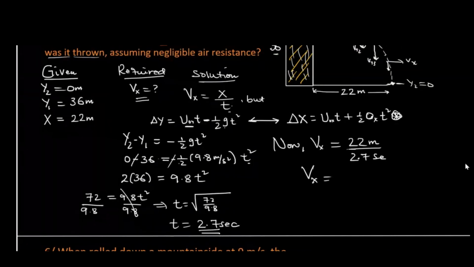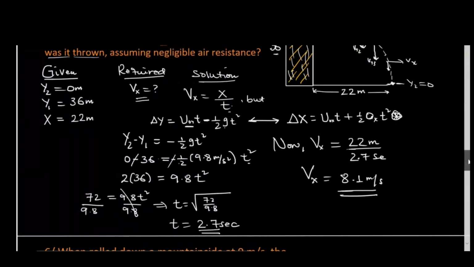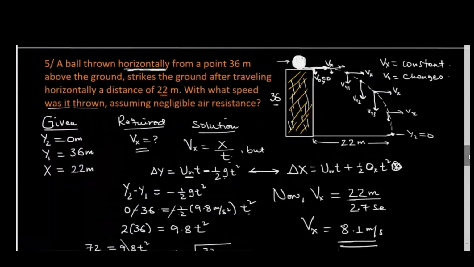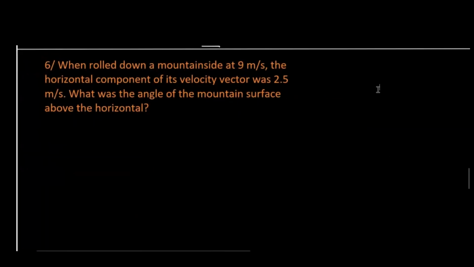Vx is equal to, if you divide, this is going to give you 8.1 meters per second approximately. So the ball was thrown initially at 8.1 meters per second in the horizontal direction. That 8.1 meters per second will continue going all the way.